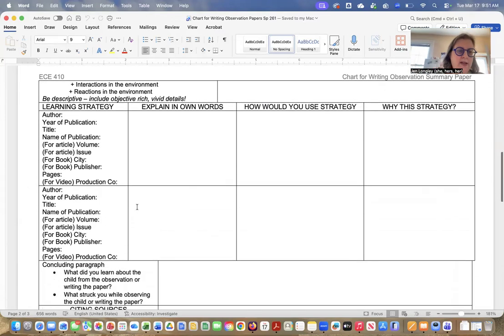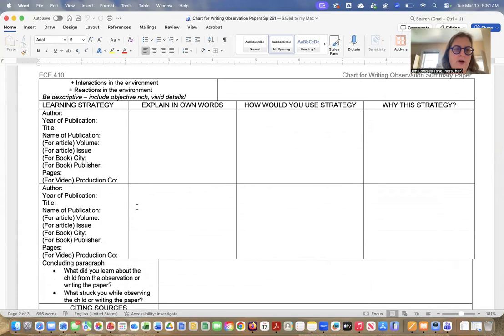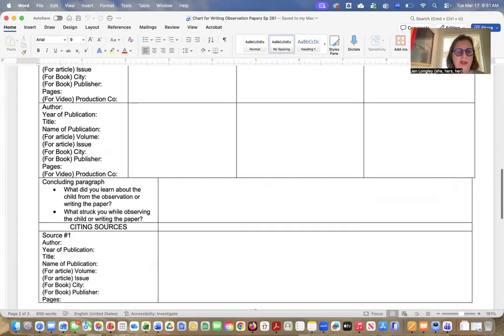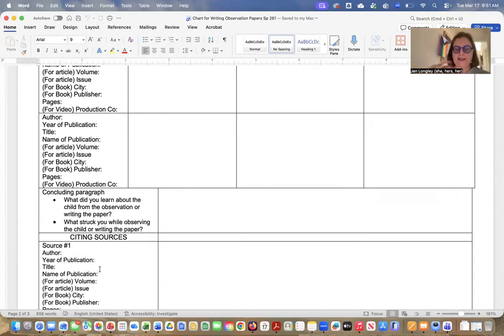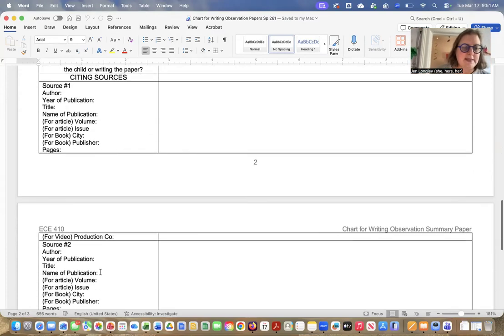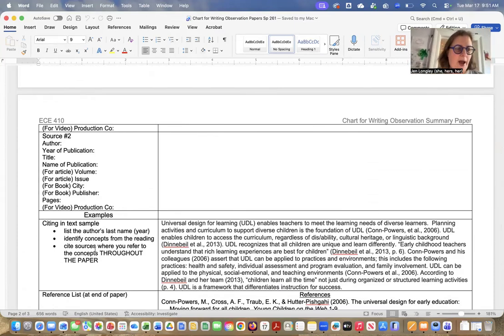So the learning strategy, explain it in your own words, how you could use this strategy, why this strategy, concluding paragraph and citing sources. And I see I actually need to make a change to this form, so I will, and I will upload it again. And then cite your sources. And then at the very bottom of the paper, there is an example of how to cite sources in APA format. And I use Universal Design for Learning as an example.